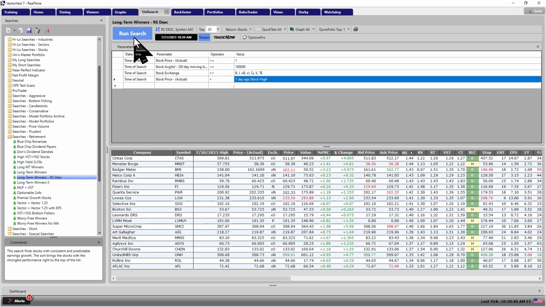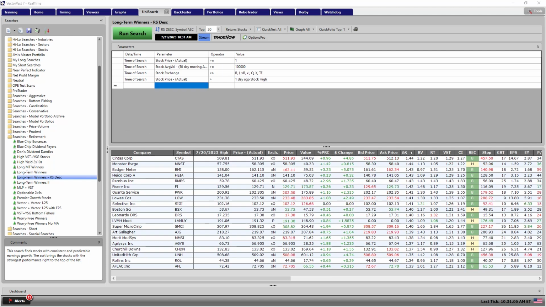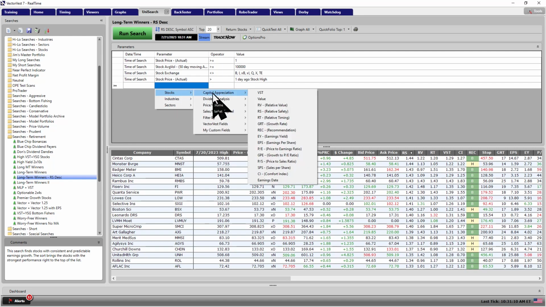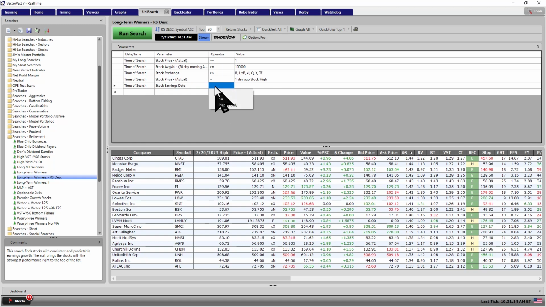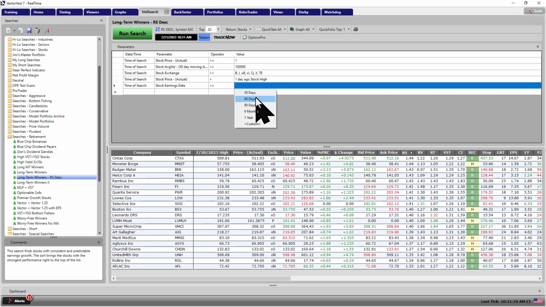Now, another thing that you could add is you could take out earnings. I don't like to trade stocks that have earnings coming because earnings are very unpredictable. We could do that as well. So under my next parameter, I'll choose stocks, capital appreciation, earnings date, and I'll say earnings date is greater or equal to, let's say, 30 days. That's going to give us at least a month to be in this position before we have to worry about an earnings announcement. So let's go ahead and run the search again.